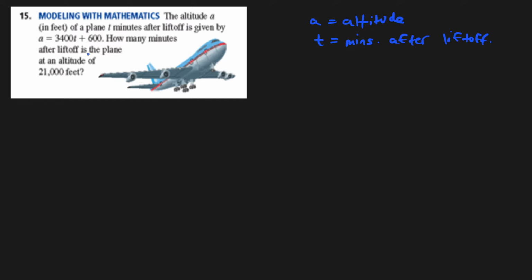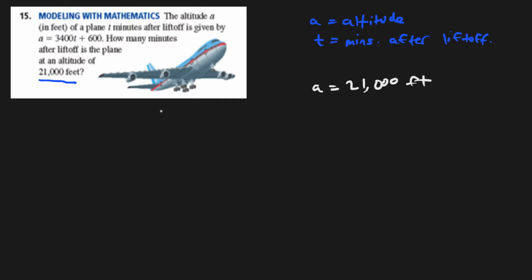So how many minutes after liftoff is a plane at an altitude of 21,000 feet? So since A equals the altitude, and this is why we define these variables here, A in this problem is going to be equal to 21,000 feet. And we want to find the minutes after liftoff. We want to find t. This is a classic equation, right? It's a classic solving for a variable, multi-step algebra equation problem.